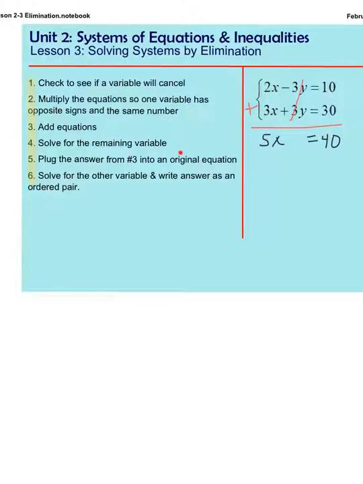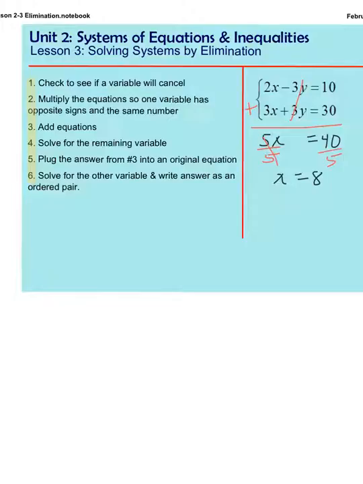And now we are going to solve for this remaining variable, which is the x. So to solve for x, you're going to divide by 5. And you get x equals 8. So now I have half of my answer.